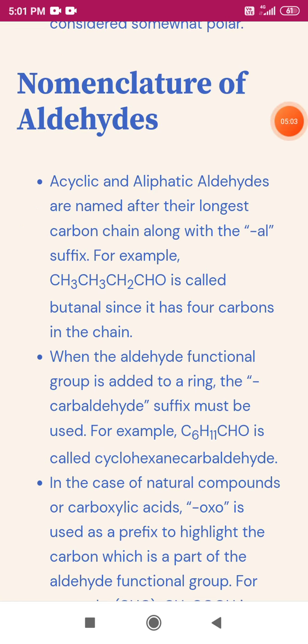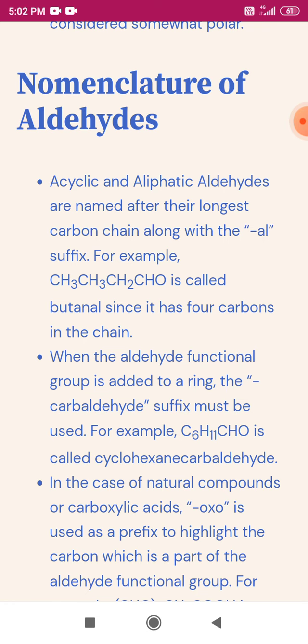Now we are going to look at the nomenclature of aldehydes. Acyclic and aliphatic aldehydes are named after their longest carbon chain along with the -al suffix. For example, CH3CH2CH2CHO is called butanal since it has four carbons in its chain.